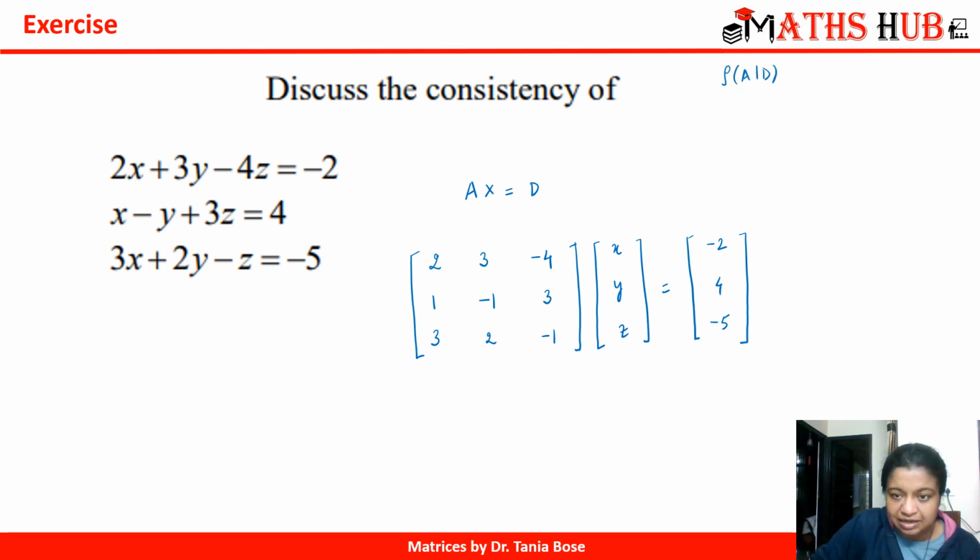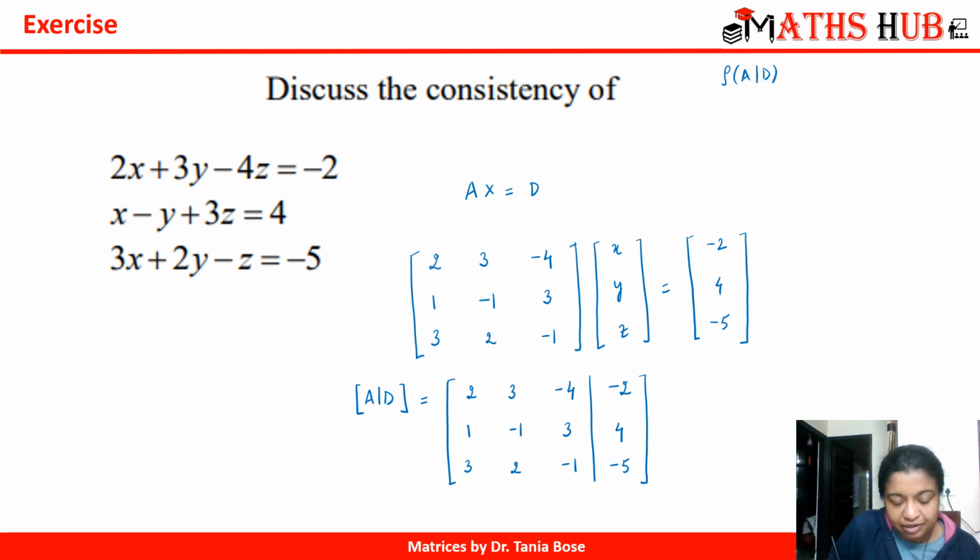Only then will you be able to decide whether it is consistent or inconsistent, right? So how to calculate the rank of A augmented D? Let us write the augmented matrix. We first write the coefficient matrix, that is 2, 3, minus 4; 1, minus 1, 3; 3, 2, minus 1, and we put a dash or a dotted line, and then write the column minus 2, 4, and minus 5, right?